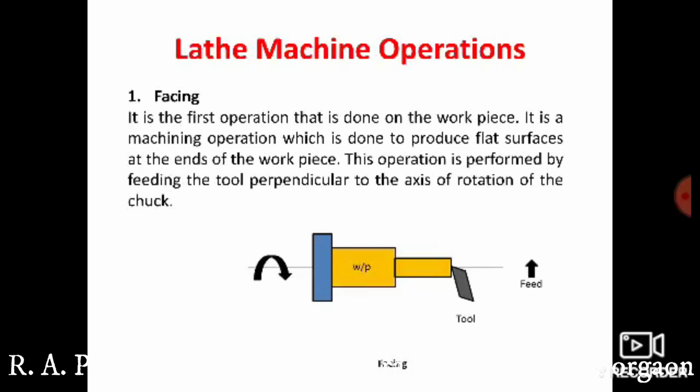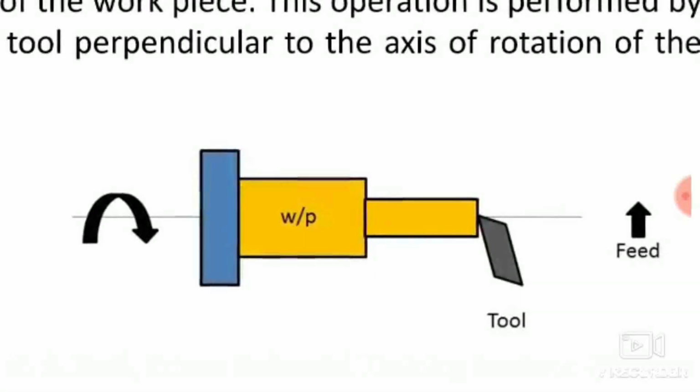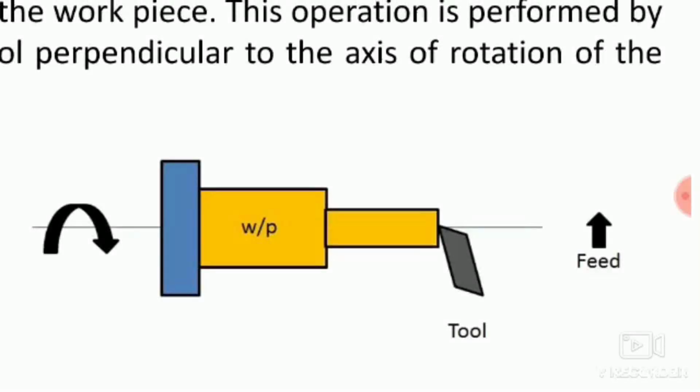So the very first operation is facing. It is the first operation that is done on the workpiece. It is a machining operation which is done to produce flat surfaces at the end of the workpiece. This operation is performed by feeding the tool perpendicular to the axis of rotation of the chuck. So here you can see the workpiece is clamped in the chuck and it is rotating, and this is a tool, and this is the direction of feed. This arrow represents the direction of feed.